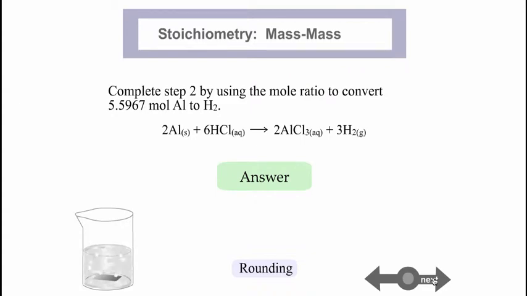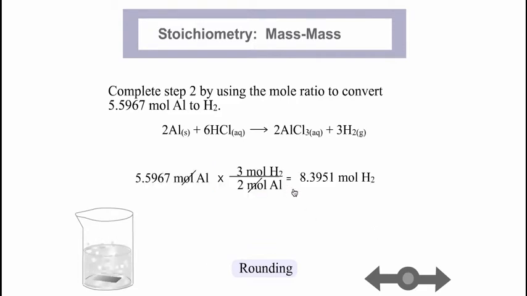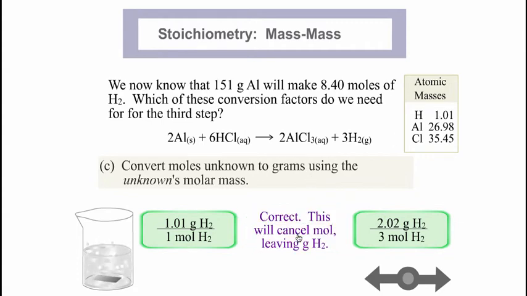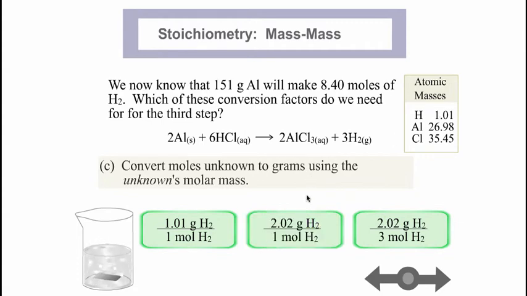All right, so now do the math on this. We've got 5.5967 moles of aluminum. Convert it to moles of hydrogen. Now I'm going to be multiplying it by 3, dividing it by 2, giving me 8.3951. All right, for part C, now we want to go from moles of hydrogen to grams of hydrogen. In order to do this, we need to know the molar mass of the hydrogen. And in this case, the molar mass of hydrogen is, I've got a H2, there's 2 of them. How about that? 2.02. Every 1 mole of hydrogen has a molar mass of 2.02.